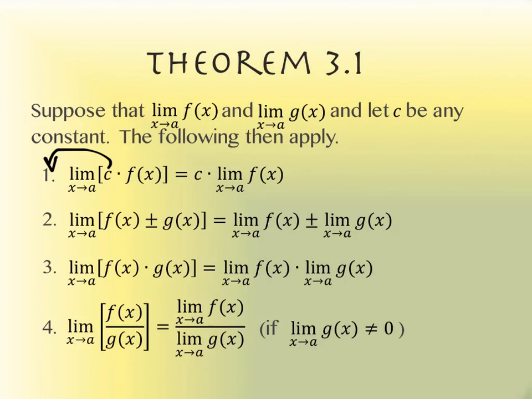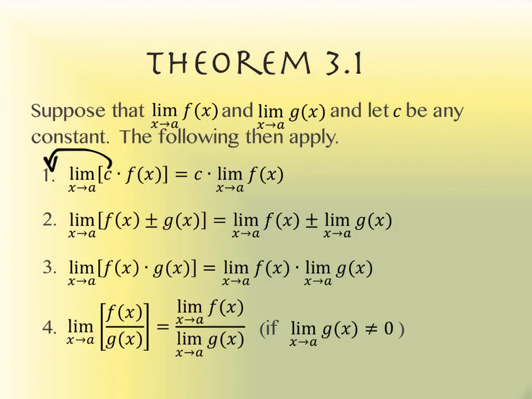Third one, same kind of thing, multiplication. If you multiply two functions and you take their limit, it's the same thing as taking the limit of each of the individual functions and multiplying. Again, all this only works if the limits exist. If the limits do not exist, other weird things could happen, okay? So the limits have to exist.